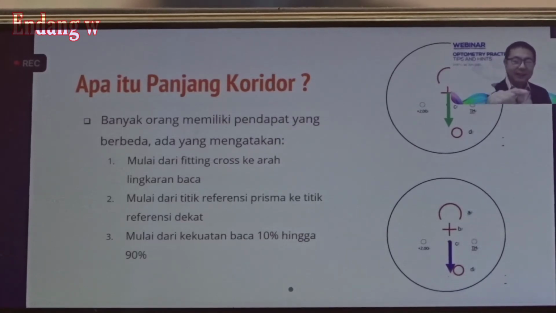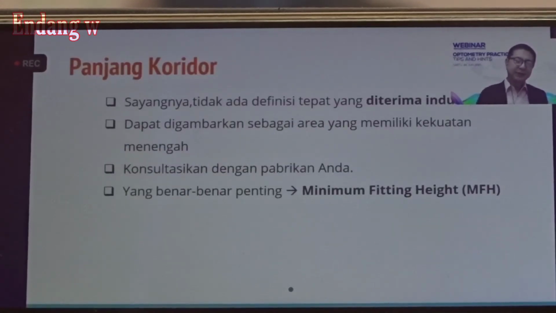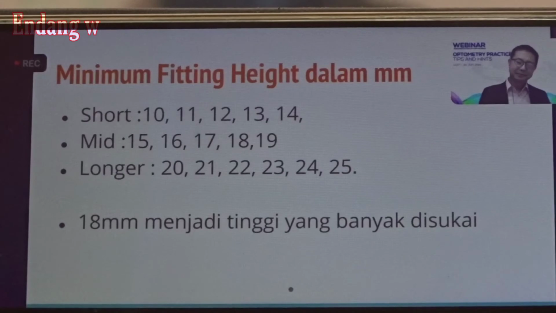Actually, the minimum height, in the next slide. Corridor length, so back to what it is. Everybody will say that the definition of corridor is the area that contains the intermediate power. The manufacturer definition is different, so let's look at minimum height. Okay, what is minimum height? The next slide. Minimum height is from the base of your spectacle frame to your pupil point. Okay, that is the minimum height.